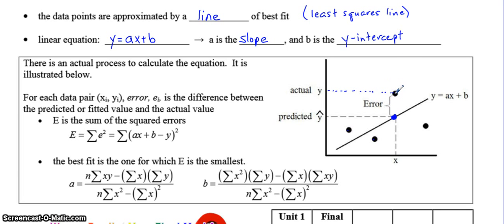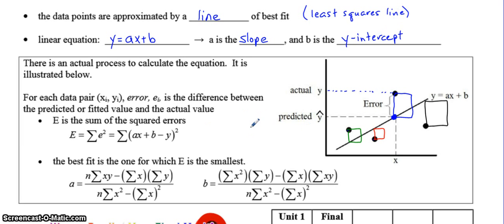And the reason why it's called a least squares line is what they would do is they would make a square from each point like this. And they would add up the sum of all the squares. Then what they do is they find the y-intercept and the slope, which would cause the sum of the squares to be the lowest possible. So that's why it's called the least squares line.